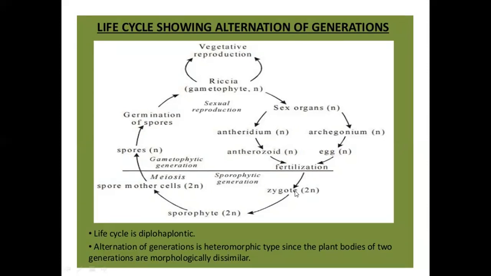After formation of the zygote, the sporophytic generation starts. These sporophytes are diploid. Spore mother cells are diploid. After meiotic division, which is a reduction division, the gametophytic generation starts. The spores formed are n, or haploid. The germination of spores forms a new baby Riccia gametophyte. The life cycle is diplohaplontic. Alternation of generations is heteromorphic type, since the plant bodies of the two generations are morphologically dissimilar.